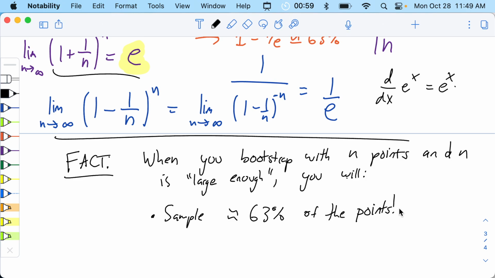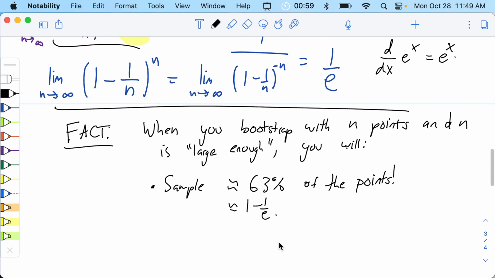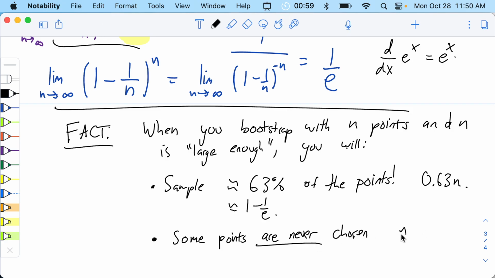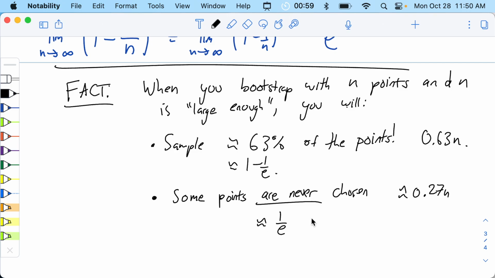So each point individually has a 63% chance. 63 is actually coming from this 1 minus 1 over e. Each individual point has a 63% chance of being chosen. In a sample of n points, how many unique guys will you get? It'll be 63% of the sample. So 0.63 times n points get chosen. And actually, this means that 1 over e points will not be chosen. Some points are never chosen. How many points are never chosen? It's approximately 0.27n. And more accurately, it's a 1 over e fraction of the points.